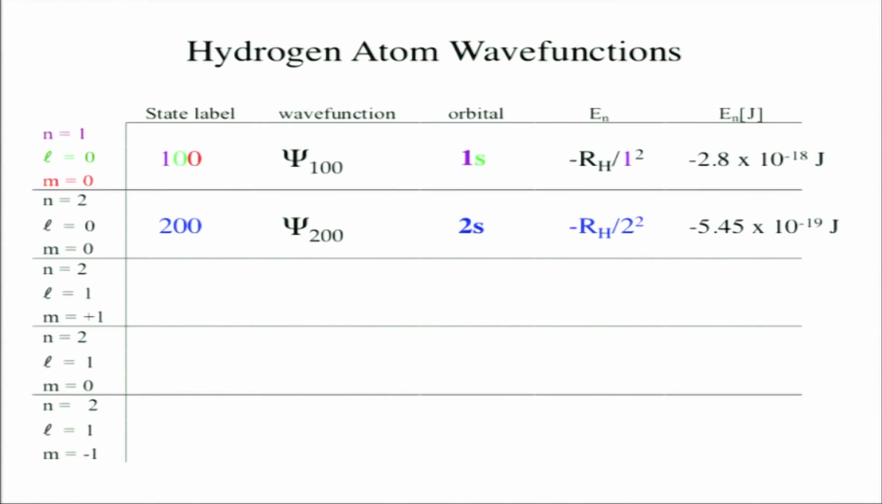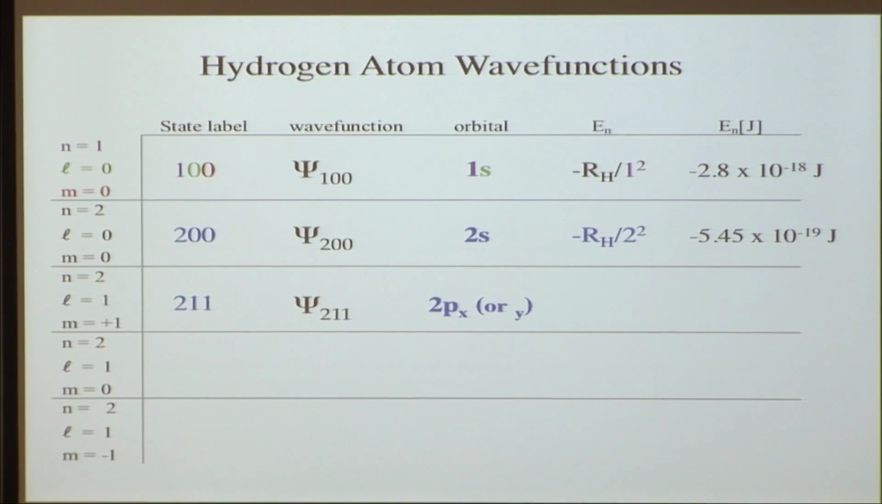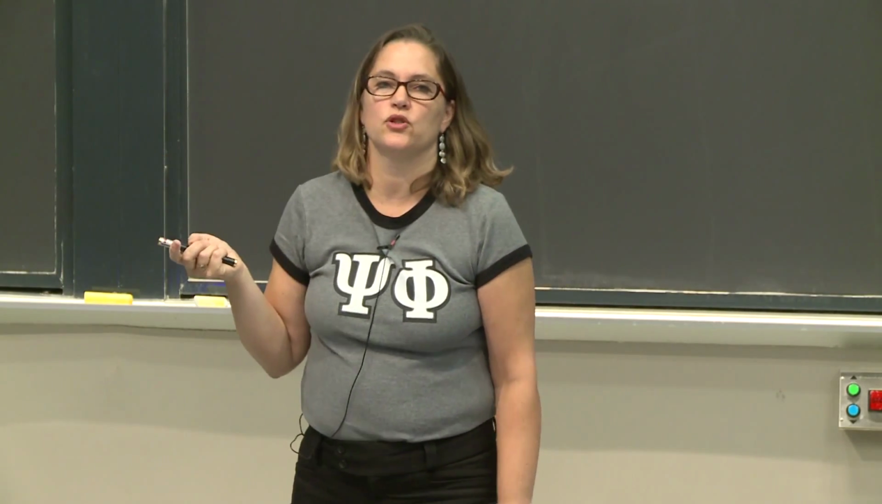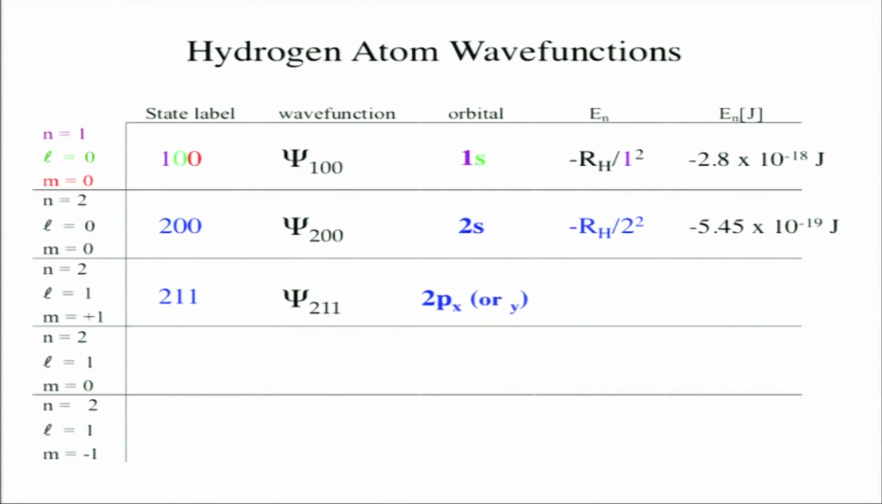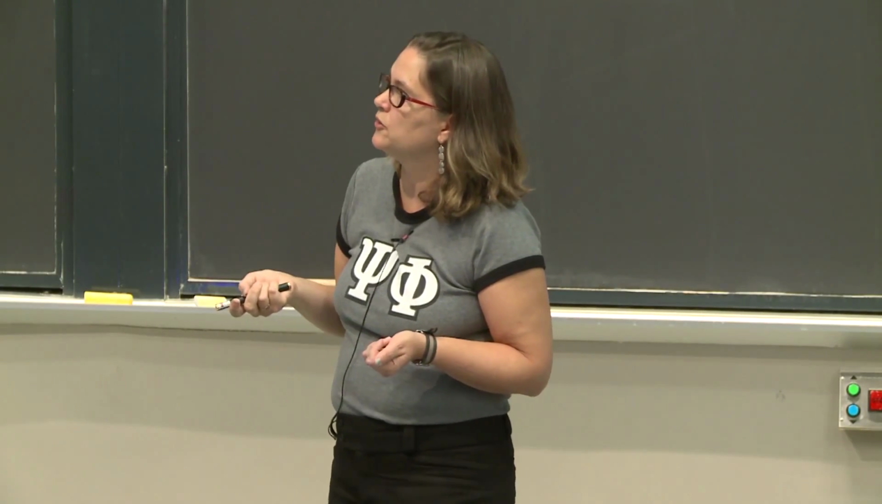Now we have 2, 1, 1. So we can write that down. We can write it both ways. What orbital is this? Yeah. So it's a 2p. And because m is plus 1 and not 0, it's either x or y. Do we have a different or the same binding energy here? We have the same, right? Because it's just over n squared. We're still talking about n equals 2. So 2 squared, so it's the same value here.